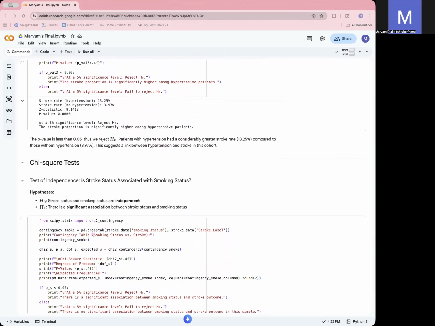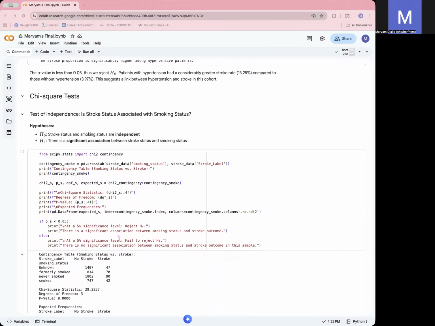Next up for our chi-square test, I performed two chi-square tests. The first is a test of independence between smoking status and stroke outcome. I wanted to know, is stroke status associated with smoking status? The null hypothesis was that the two variables were independent, meaning smoking status has no relationship to whether a patient had a stroke or not. And then the alternative was that there is a significant association.